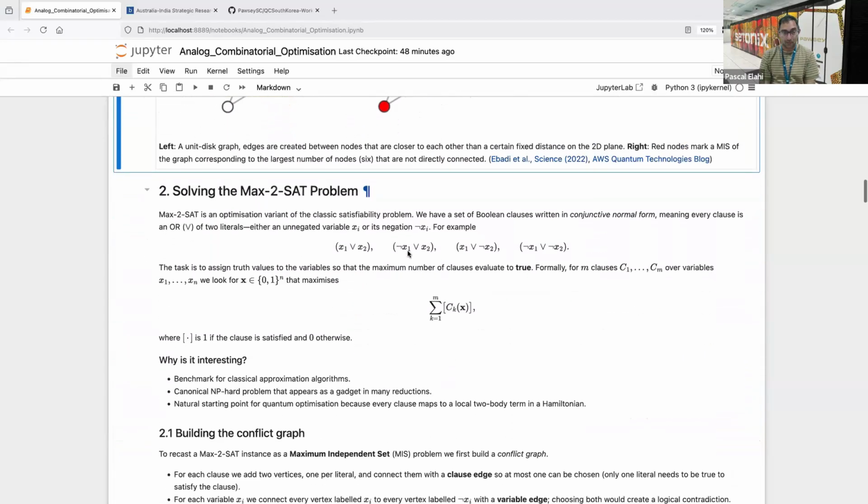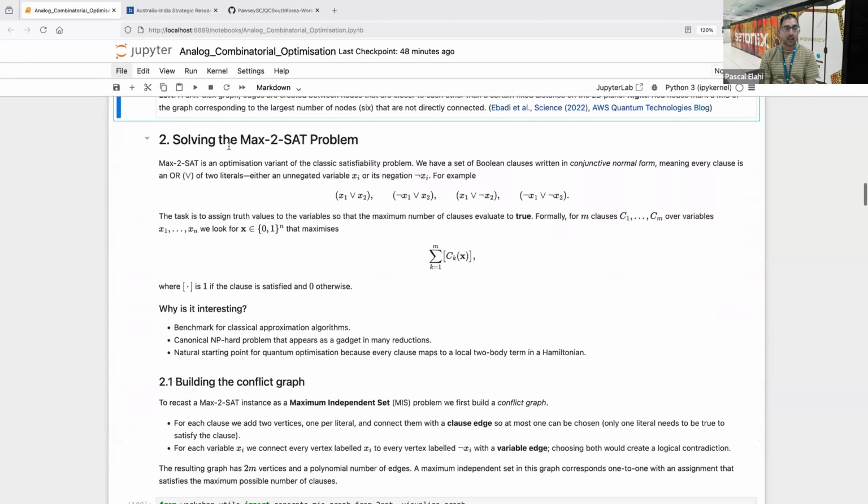So as an example, we can walk through and solve the max 2-SAT problem. A max 2-SAT problem is an optimization variant of classical satisfiability. Basically, you have Boolean clauses that are written in conjunctive normal form, and every clause is an OR of two literals, and they can be negated or unnegated. And the idea is you want to find the maximum number of clauses that can be evaluated to true.